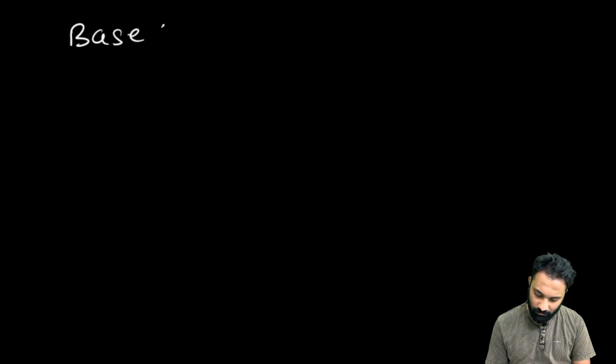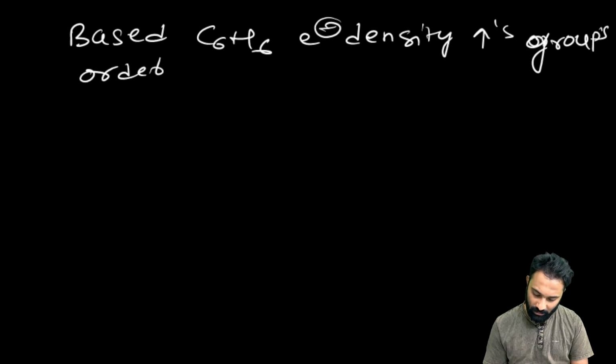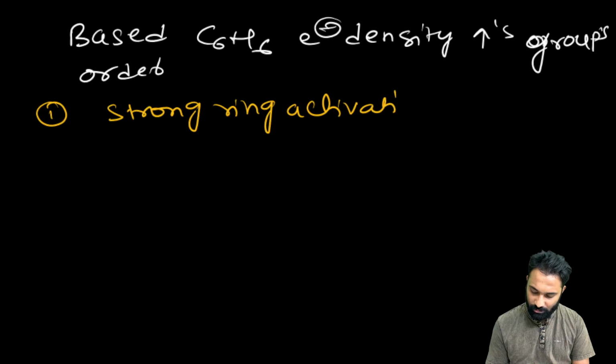Next. Based on the lone pair containing species attached to the benzene and the lone pair absent species attached to the benzene, they are asking which species will increase the electron density at ortho and para positions, and which species will decrease it. Now, based on C6H6, the benzene electron density increasing groups order. First one will be the strong ring activating groups.